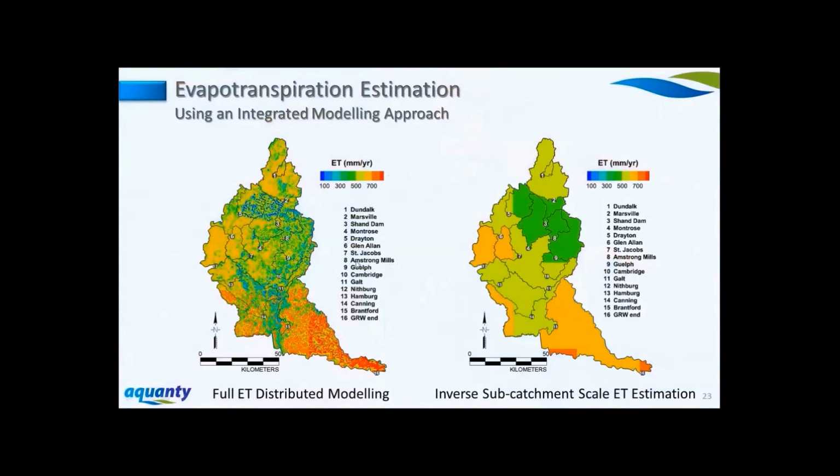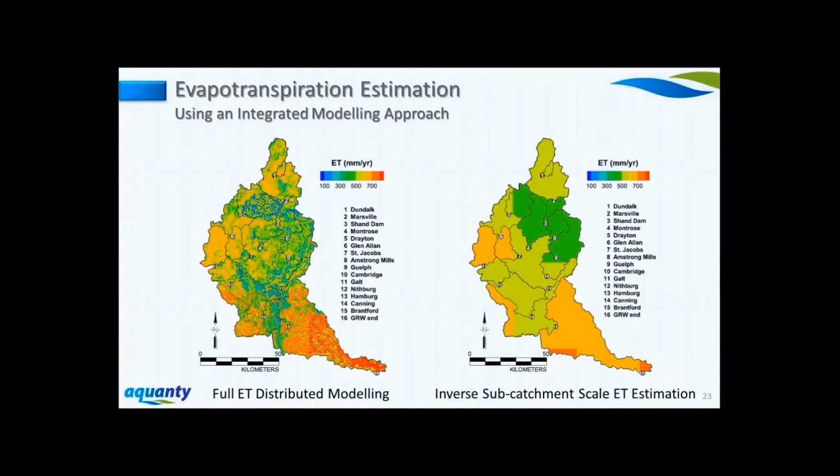So within HydroGeoSphere, we can do a very comprehensive, spatially distributed modeling approach towards estimating evapotranspiration. So what you see here on the left is evapotranspiration that's been simulated using a full modeling approach incorporated within HydroGeoSphere, and you can see a very detailed distribution of different evapotranspiration rates averaged over the course of a year.